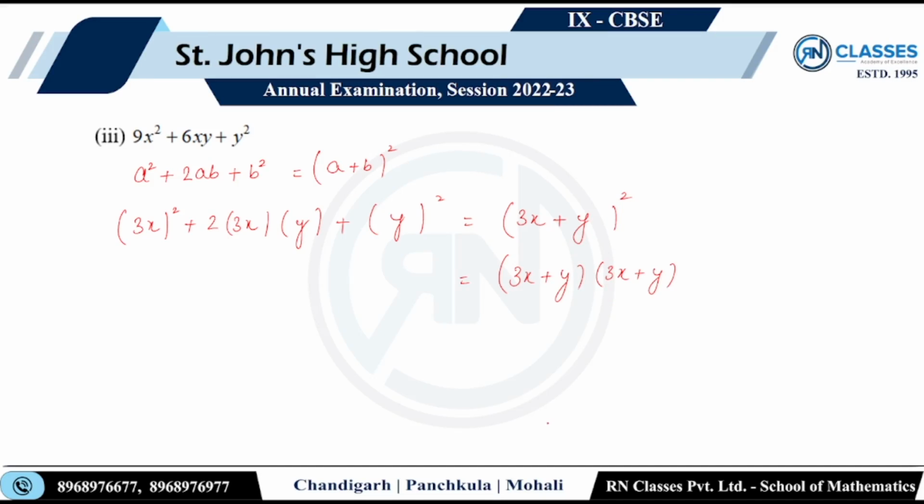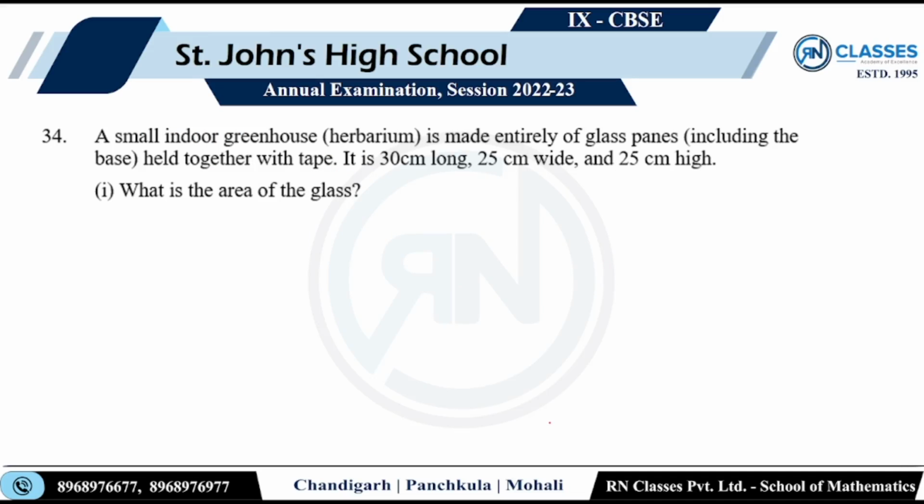Right. Question 34. A small indoor greenhouse is made entirely of glass plates including the base, held together with tape, 30 centimeters long, 25 centimeters wide and 25 centimeters high. What is the area of the glass?